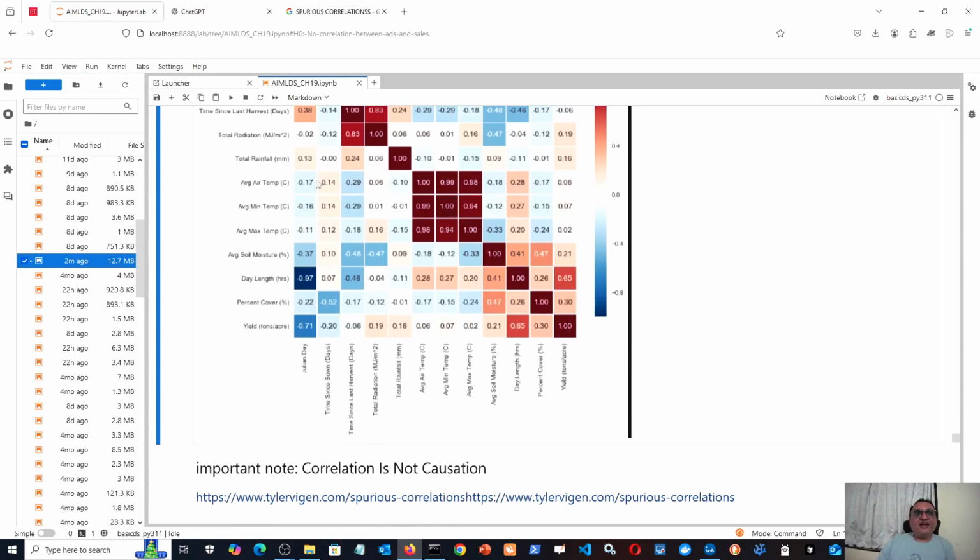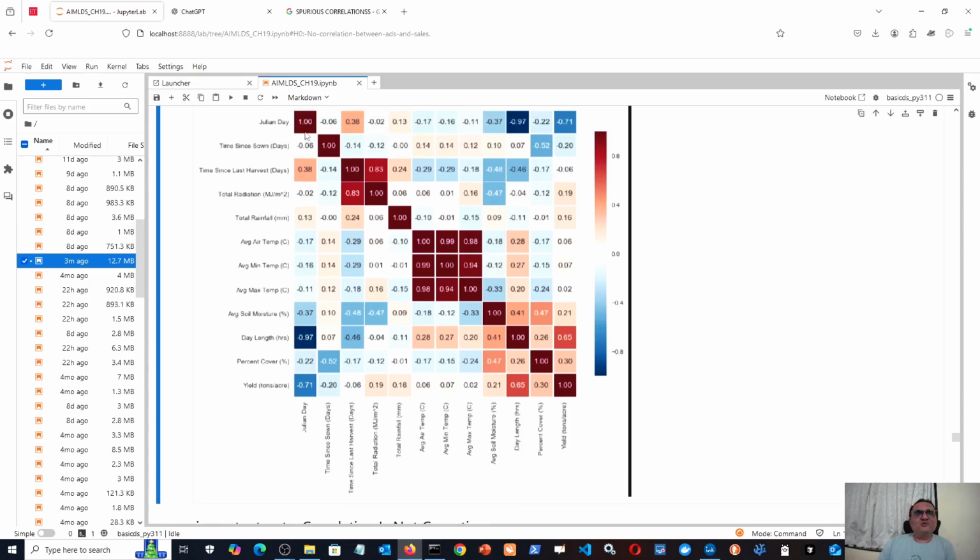Similarly, average minimum temperature and average maximum temperature with average air temperature have 99 and 98 correlation. So there is no need of taking minimum and maximum also. Just taking average air temperature is sufficient, because they give more or less the same information. Similarly, here there is a negative correlation but 0.97, between Julian day and day length. So you can remove Julian day and keep day length as one variable.